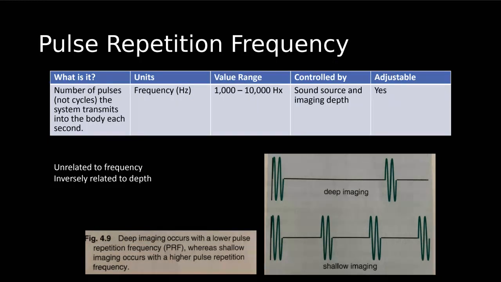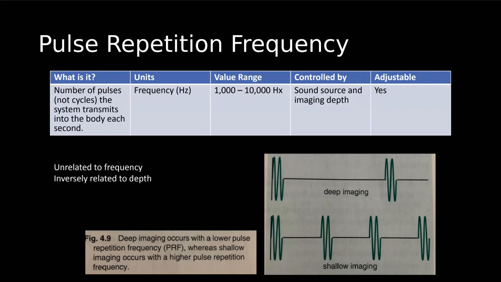Okay, moving into pulse repetition frequency. So like pulse repetition period, this is actually unrelated to the term that's in its name. So it's unrelated to the frequency that we have learned about so far. This is the number of pulses, not the number of cycles in the pulse, that the system is transmitting into the body each second. Okay, so the pulse is the collection of cycles. How many collections of cycles are we sending into the body in a 1 second time frame?